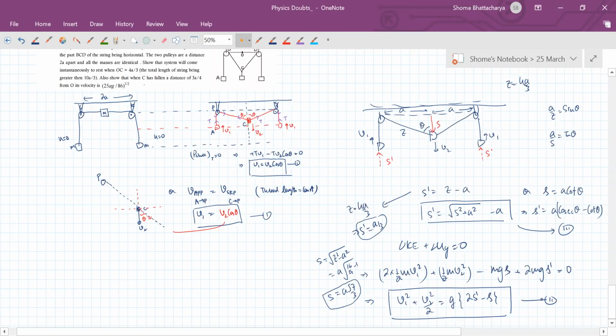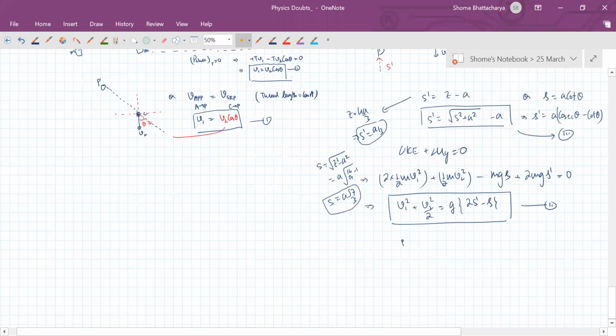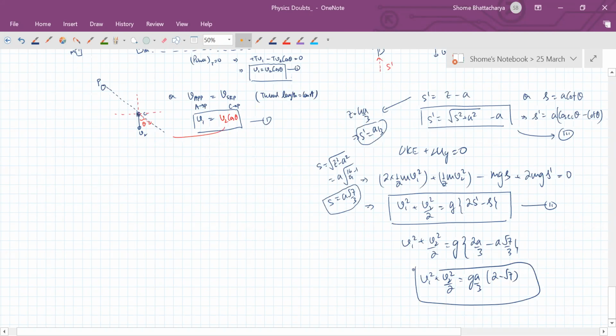Substitute these over here. So v1 square plus v2 square by 2 will become g into 2S prime. So that is 2a by 3 minus S, which is a root 7 by 3. So v1 square plus v2 square by 2 is equal to g a by 3 into 2 minus root 7. This equation, and we have this constraint relation, v1 is equal to v2 cos theta, and cos theta you can substitute.